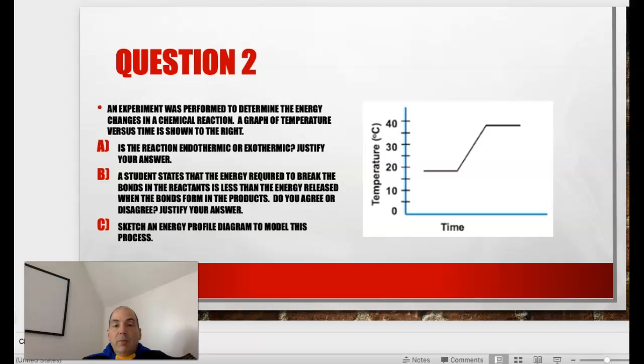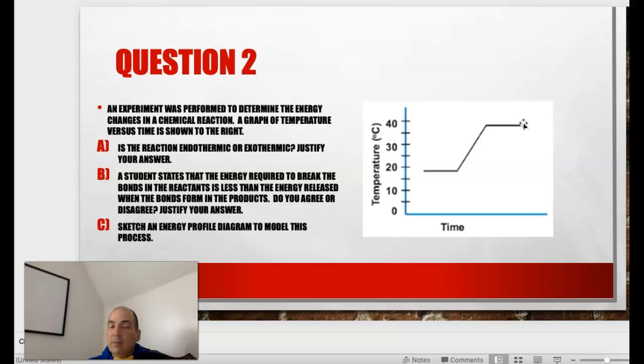An experiment was performed to determine the energy changes in a chemical reaction and a graph of temperature versus time. Okay, so this is not an energy profile diagram like we just saw. This is just a graph of temperature and time. We see that we start at one temperature and then eventually we end at another temperature. Is the reaction endothermic or exothermic?